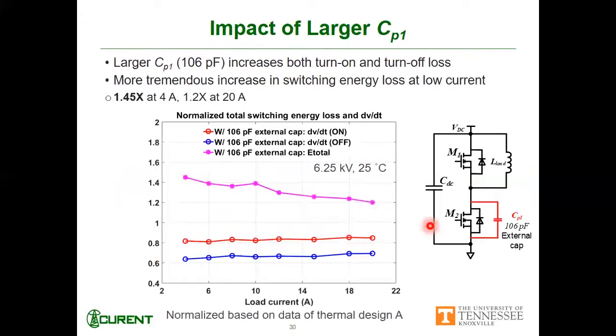And then what if the CP1 is larger? So we had an experiment to let CP1 be 106 picofarad. And we can see a more tremendous increase in the loss, and it slows down both turn-on and turn-off transients. And it's still a more tremendous increase in the light load case.